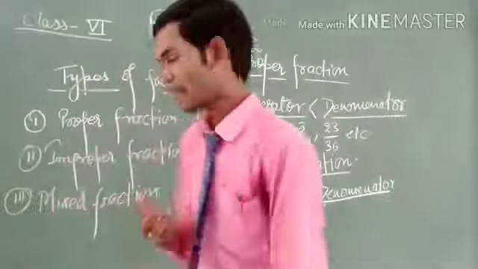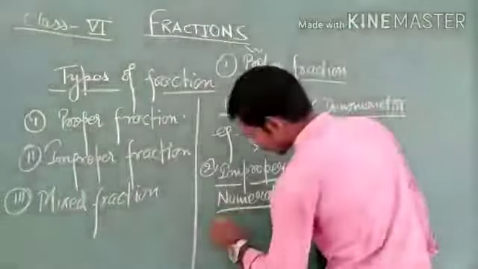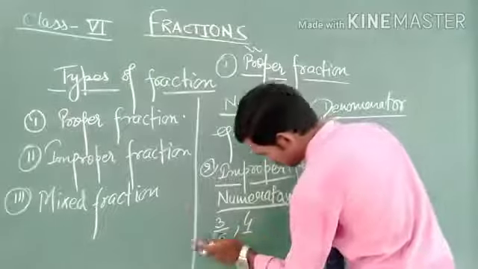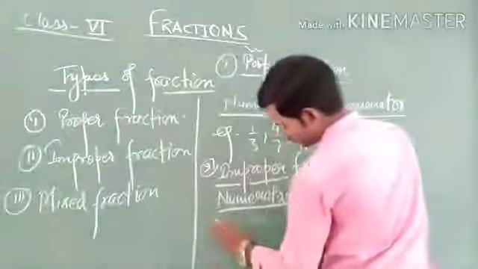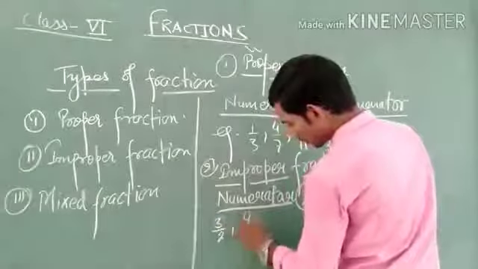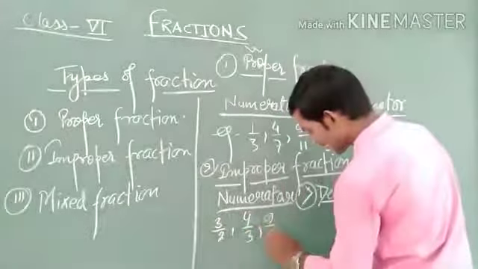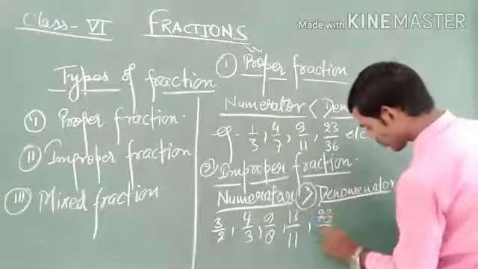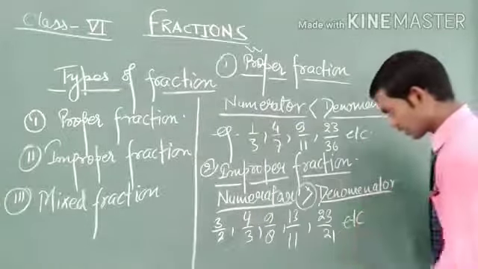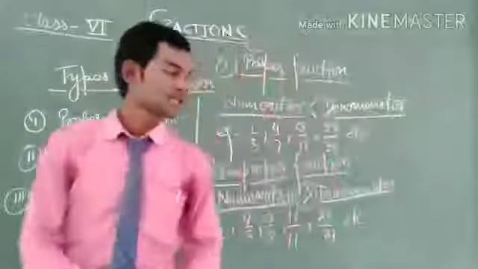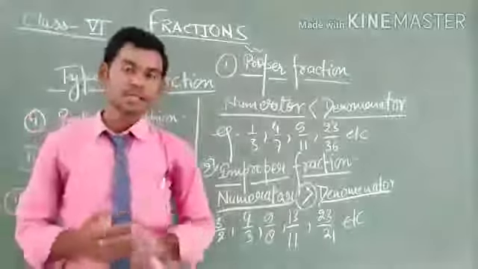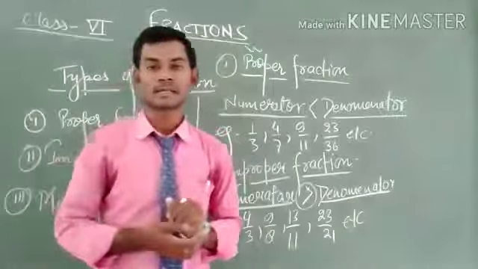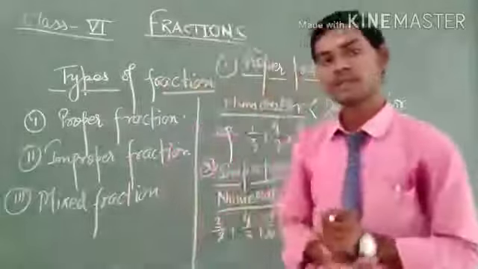Now let's see a few examples of improper fraction. 3 upon 2, 4 upon 3, 9 upon 8, 13 upon 11, and 23 upon 21, etc. Here we have some examples which are improper fractions, because in every fraction the numerator is greater than denominator, that's why they are known as improper fraction.